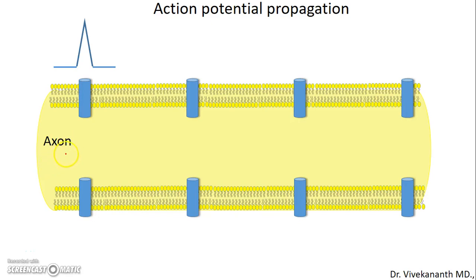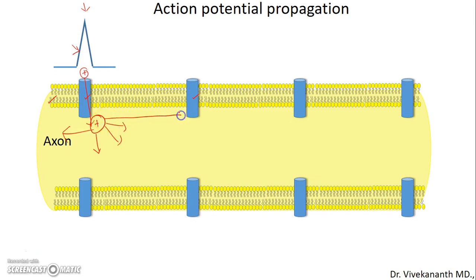This is a cross section of an axon showing the membrane and the ion channels present in it. This is the action potential recorded at this particular site. During the depolarization phase of the action potential, positive ions enter inside the axon. And once the charges are inside, they are going to spread in all directions.